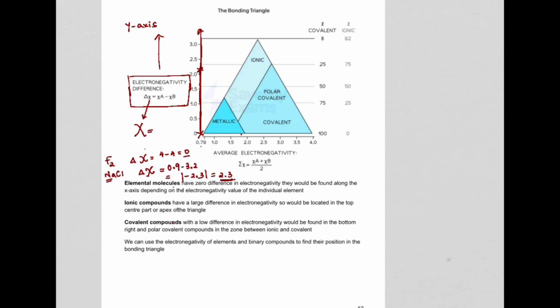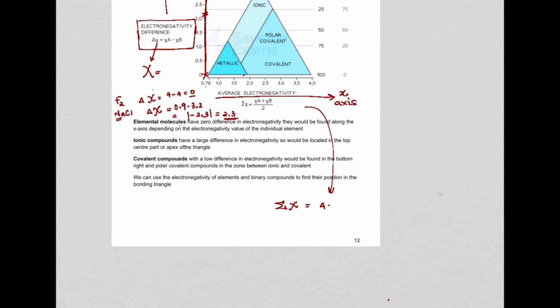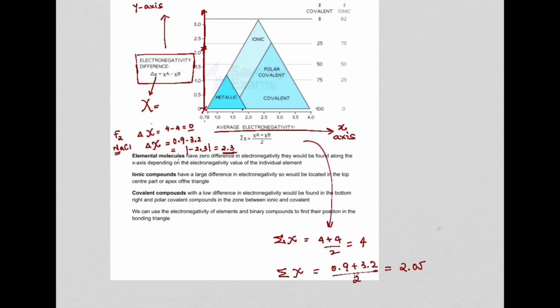The x-axis is the average electronegativity. This is the sum of electronegativities divided by 2. For example, for F2, you will have 4 plus 4 divided by 2, which is 4. And for NaCl, you're going to have 0.9 plus 3.2 divided by 2. So for F2, the average electronegativity is 4.